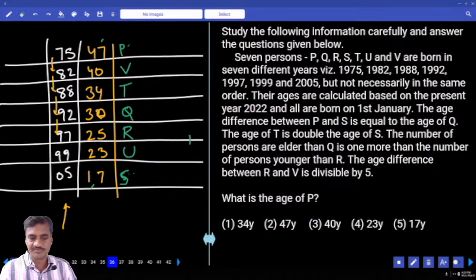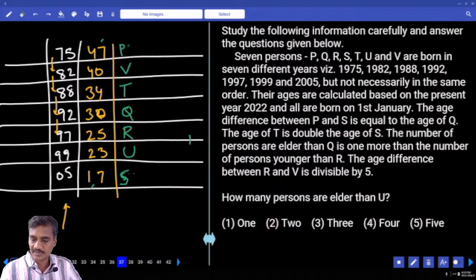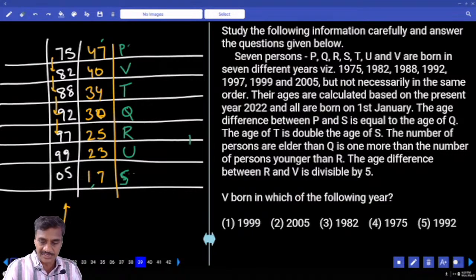Then what is the age of P? P is 47, choice 2, question number 36. Then 37, how many persons are elder to U? There are 5, choice 5, 37. 38, who is born in the year 1992? 1992, that is Q, choice 4, 38. 39, V was born in which year? V was born in the year 1982, choice 3, 39.